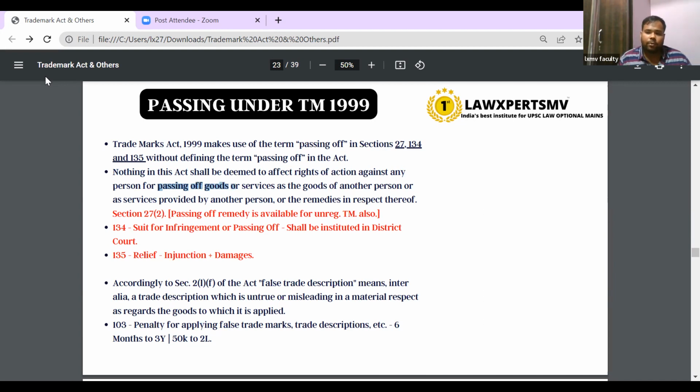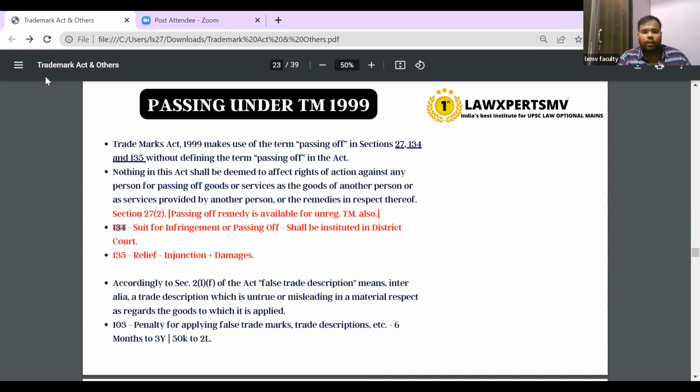Basically, this Trademark Act was saying that this law will not affect the right to go for the action of passing off. So passing off is like a common law remedy, a kind of tort law remedy. You can go to the court directly, and you need not register your brand name as a trademark to apply this particular principle. So this is mentioned under section 27 clause 2.